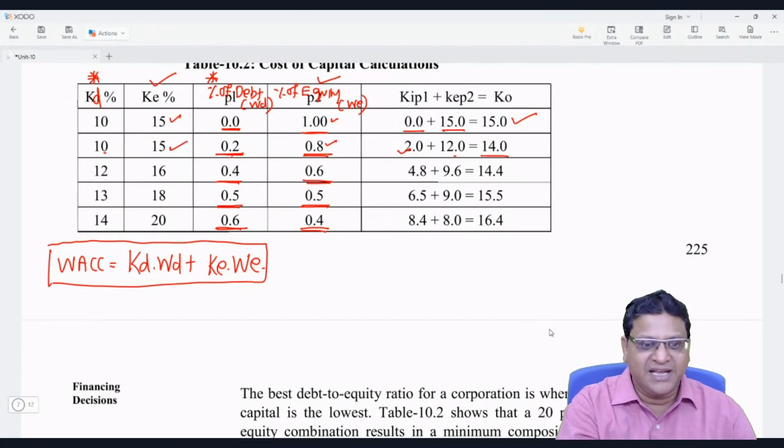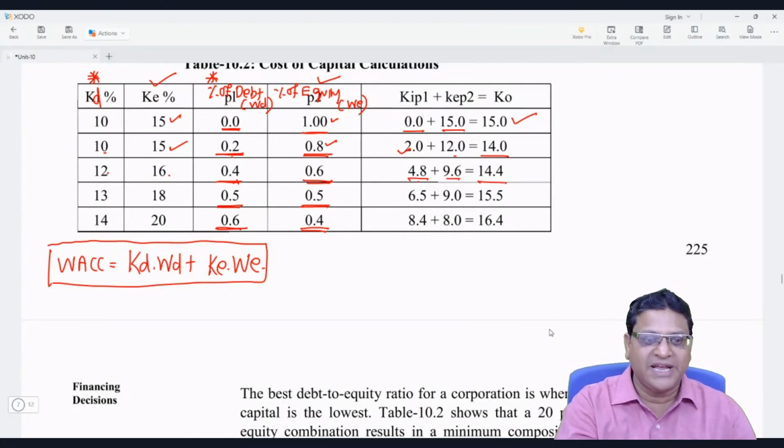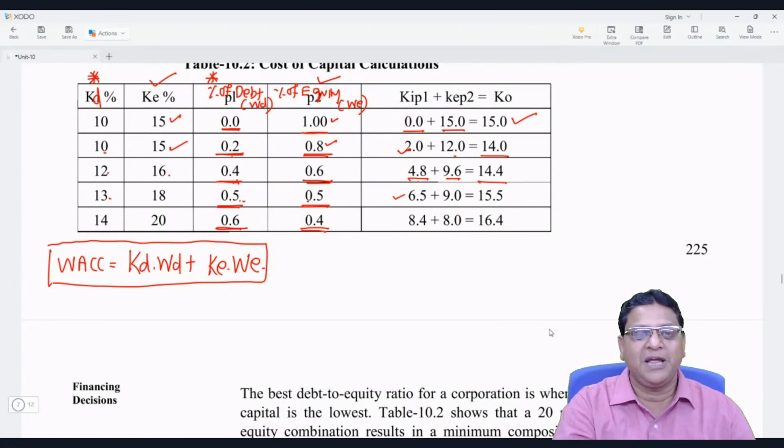And in the third case, if you use 40% debt, what will happen? 12 into 40%, that is equal to 4.8, plus 16 into 6%, that is 9.6. If you add this, you will get 14.5. In the fourth case, if you use 50% debt, the cost will be 0.5 into 13, that is 6.5. Another is 0.5 into 18, that is equal to 9. And we will get 15.5%, that is the weighted average cost of capital or WACC.